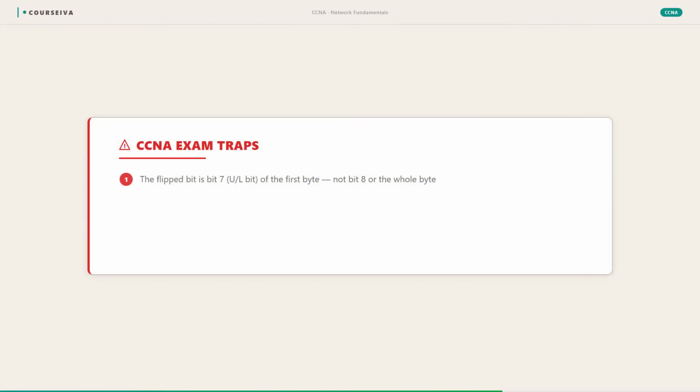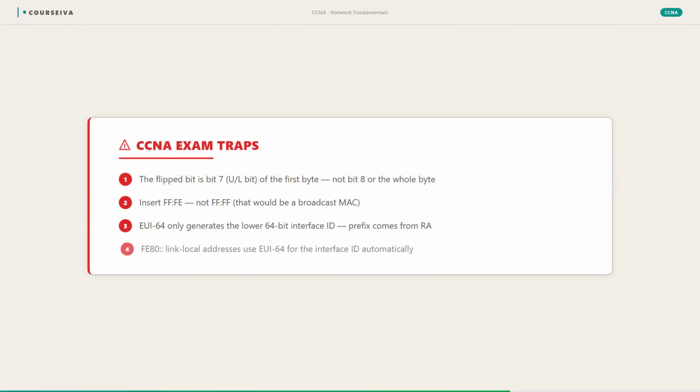Let's tackle some common EUI-64 exam pitfalls. First, there's this quirky bit that gets flipped. It's the 7th bit in the first byte, called the Universal/Local bit, or U/L bit. Think of it like a flag on your mailbox telling you if your address is unique to the globe or just your neighborhood. Next up, don't fall into the FFFF trap. We actually insert FFFE, not FFFF. It's like ordering coffee and getting tea instead. Surprising and easy to confuse.